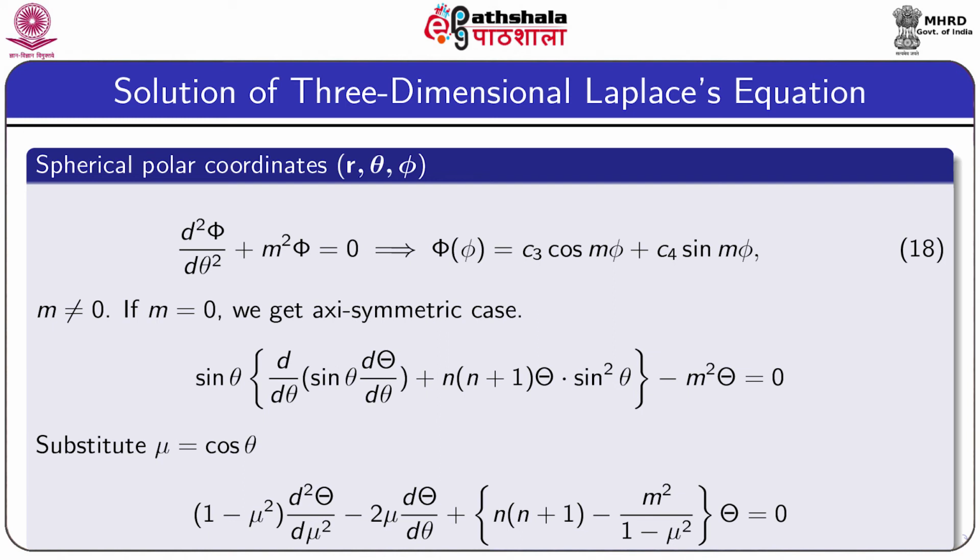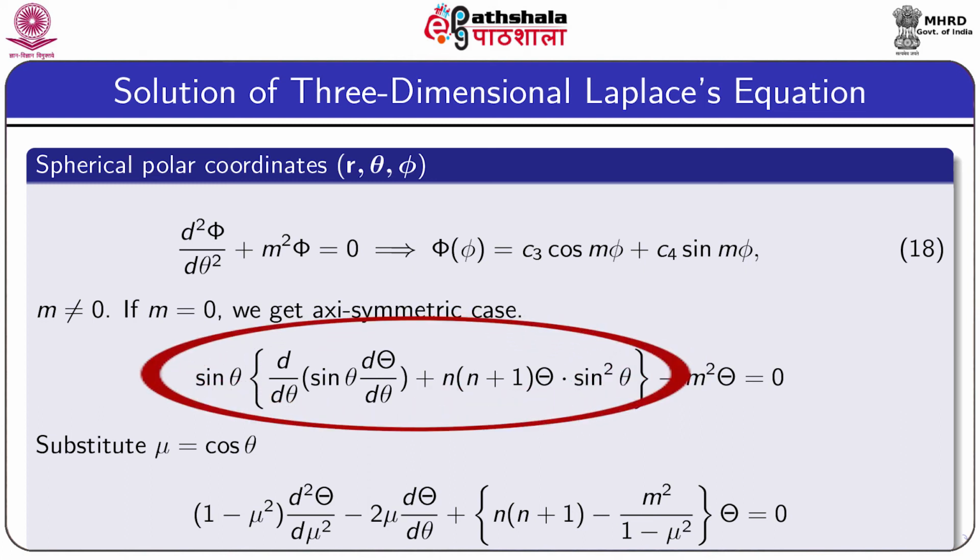From the phi equation we can obtain the solution easily: capital Phi equals C3 cos m phi plus C4 sin m phi, where C3, C4 are constants. If m is equal to 0 we get the axisymmetric case. See equation number 18: if we put m equal to 0 in this equation, capital Phi becomes a constant. That means for that case the solution does not depend on the variable phi. So this case is called the axisymmetric case.